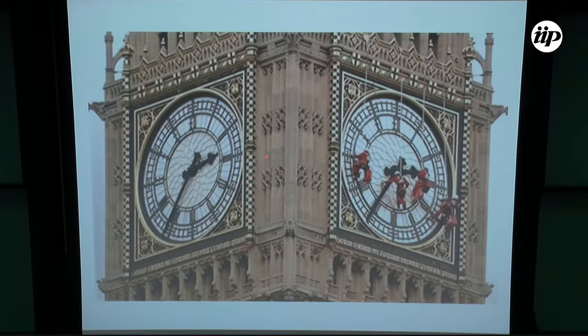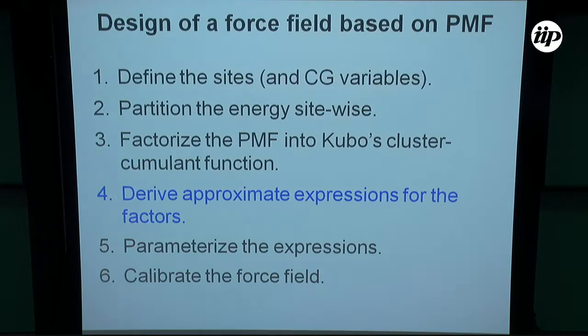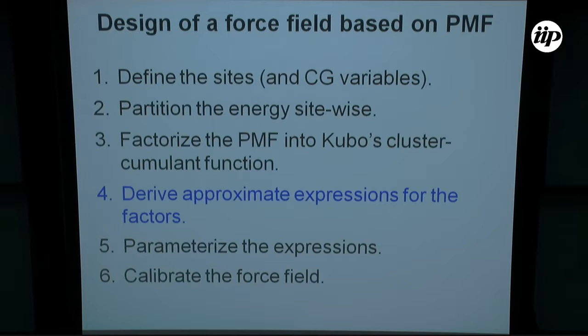For example, looking at the Big Ben. For an observer who doesn't know the clockwork, it might be a mystery why the hands are moving in a concerted way, but when we look inside, we know why immediately. Okay, so let me go now to the derivation of approximate expressions, and this is actually the essential step, because it provides the correct dependence on orientation of the sites.